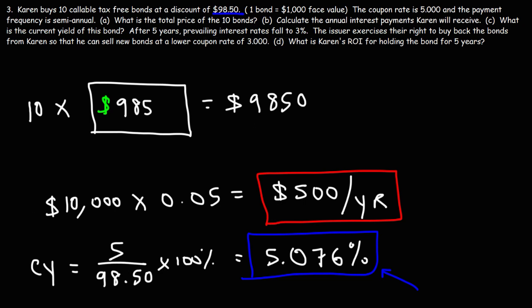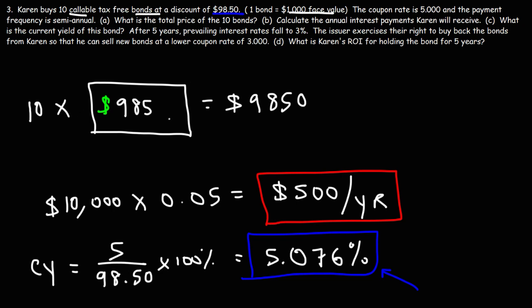The issuer exercises their right to buy back the bonds from Karen so that he can sell new bonds at a lower coupon rate. And that is at a coupon rate of 3%. And that's one of the disadvantages of callable bonds. A callable bond gives the issuer the right to call back the bond. In order for them to do that, they have to pay Karen back the face value, not what she paid for, but the face value of the bond.